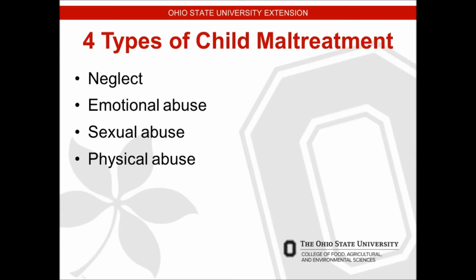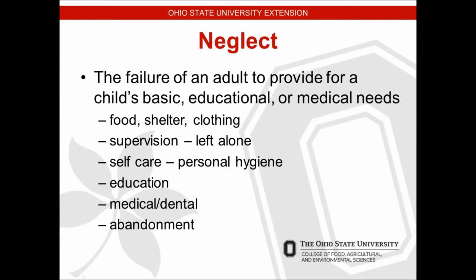There are 4 main types of child maltreatment. These 4 types include neglect, emotional abuse, sexual abuse, and physical abuse. Neglect occurs when there is intent to not provide care. The failure of an adult to provide for a child's basic educational or medical needs is neglect. This might include lack of food, shelter, or proper clothing. Or maybe it's being left alone with a lack of supervision.